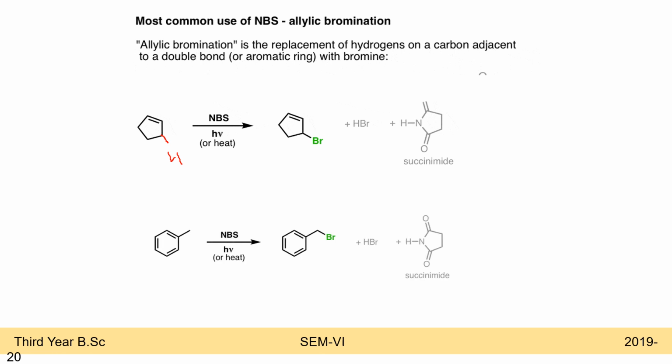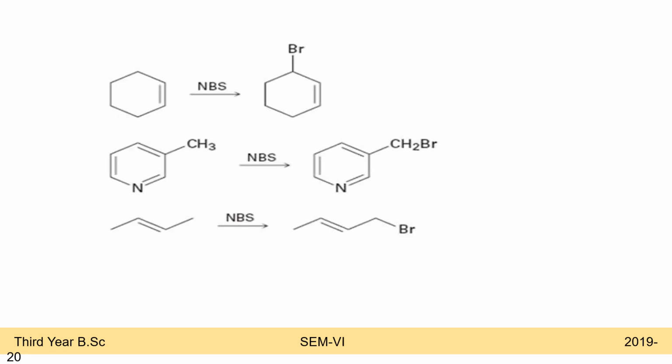Let us see another example. This is toluene. When toluene is subjected to NBS with UV light, it gives the corresponding bromobenzyl compound. This is the bromobenzyl compound, and this is the byproduct. In a similar way, this methyl group is allylic to this double bond, so the allylic methyl group is also brominated by this reagent. Let us see more examples of bromination using NBS. This is another example, similar to the cyclopentene we considered earlier.